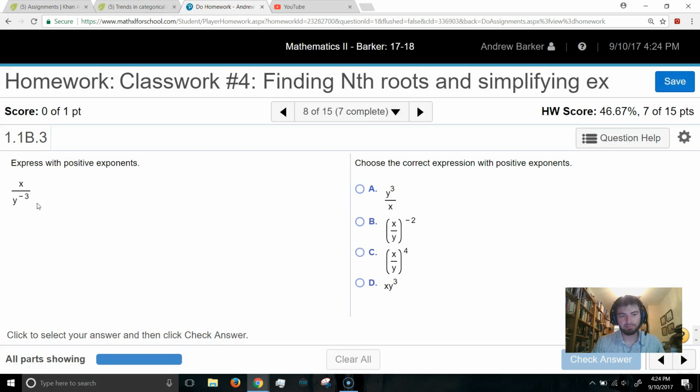This one, where we have 1 in the denominator, is going to flip into the numerator. And so we'll get xy to the 3rd. Again, this exponent's not associated with the x and will not affect it. So the x just kind of hangs out on top.